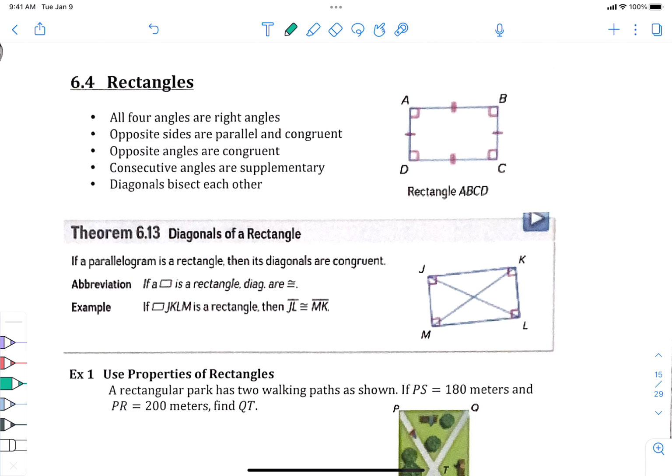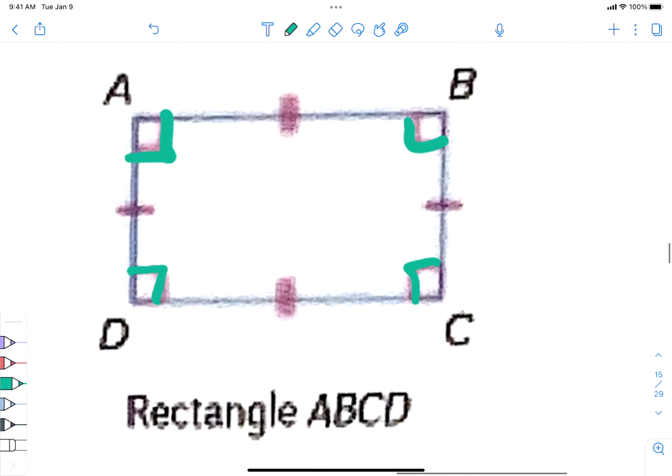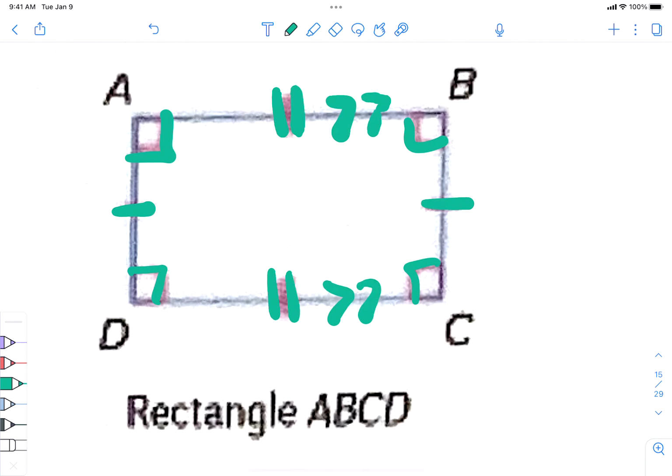Rectangles, some of the things that we've put down already, all four angles are right angles. You can see that from the boxes here. The second bullet point says opposite sides are parallel and congruent. They have one of those markings on here, but they don't have the other one. What marking do they have? They have congruent, but they don't have parallel. So if you want to go ahead and put parallel on there, parallel, parallel, and parallel, parallel, okay? That tells me that they are parallel also. Parallel and congruent don't mean the same thing, etc., right?